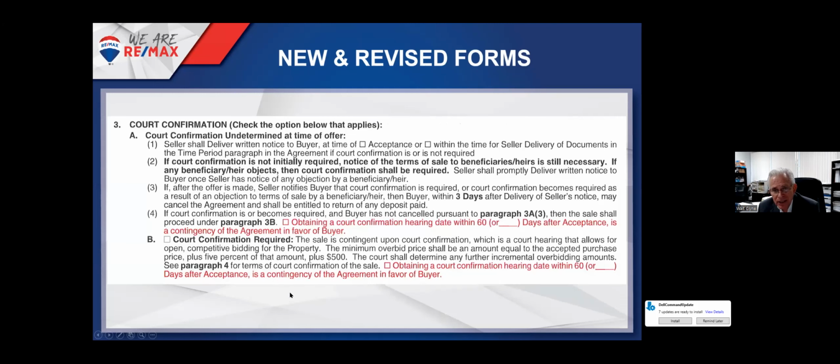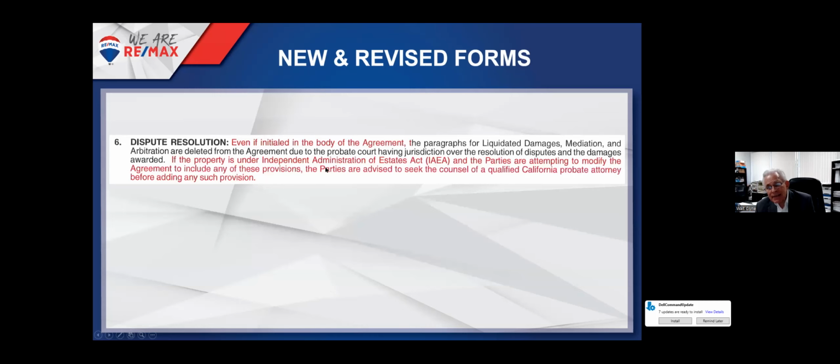Okay, the probate purchase agreement, one kind of minor change and another I just want to bring to your attention. And one is that they didn't have a time frame on if court confirmation is required on when that court confirmation had to be obtained. So they put in the default 60 days. So if you can't get court confirmation in 60 days, or you can change it, make it longer, make it shorter, the buyer would have the right to cancel. Okay. Now, the other thing is they made it a little clearer.